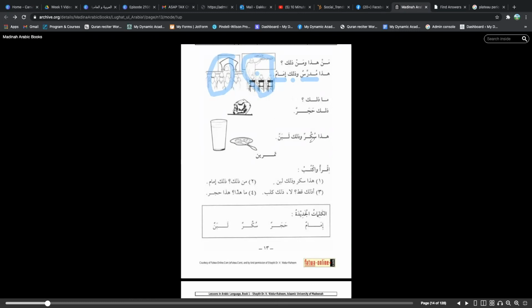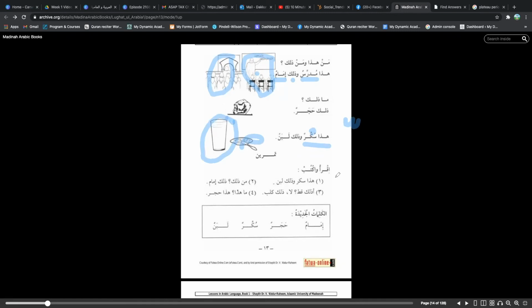Okay. هذا سكر. And you notice سكر, this also has a ta marbuta. Remember, the ta marbuta looks like a little W. هذا سكر. So the seen merges with the sound of the kaf. Sukkarun. This right here is sugar. وذلك, that, I'm sorry, for that, ذلك لبن, and that is milk. It's a glass of milk.